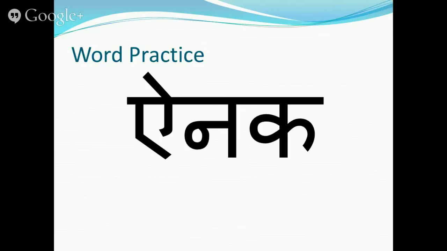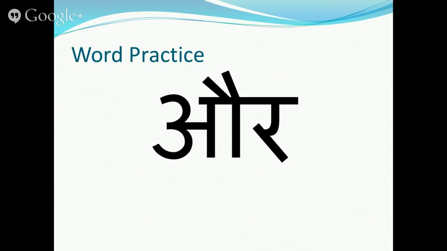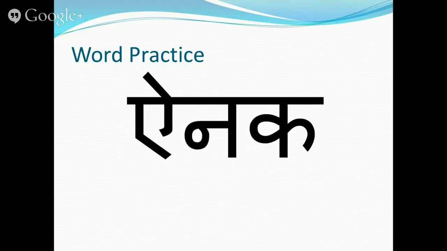So this is a followed by na, followed by ka. Anak, anak, anak. This shouldn't actually be here because we haven't learned ka yet. I will remove that from the slide.